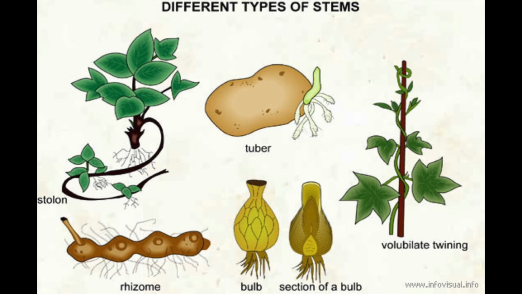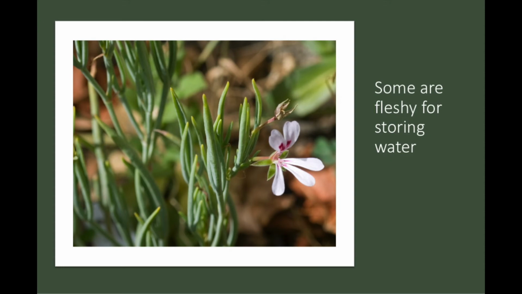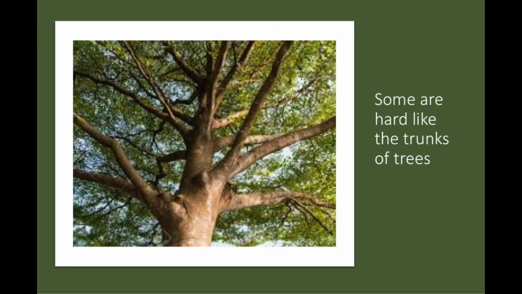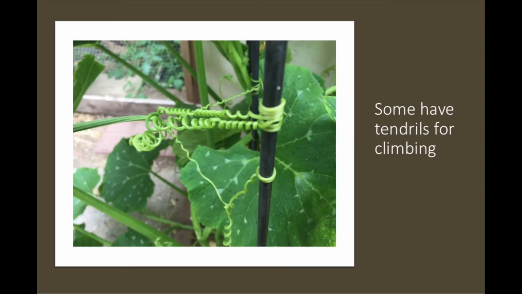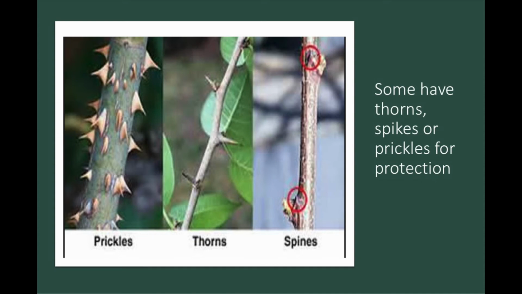Stems come in all shapes and sizes, but their main function is to keep the leaves in the light and provide a place for the plant to keep its flowers and fruits. Let's take a look at some characteristics of stems. Some are fleshy for storing water. Some are hard, like the trunk of trees. Some are like straws or tubes. Some have tendrils for climbing. Some have thorns, spikes, or prickles for protection.